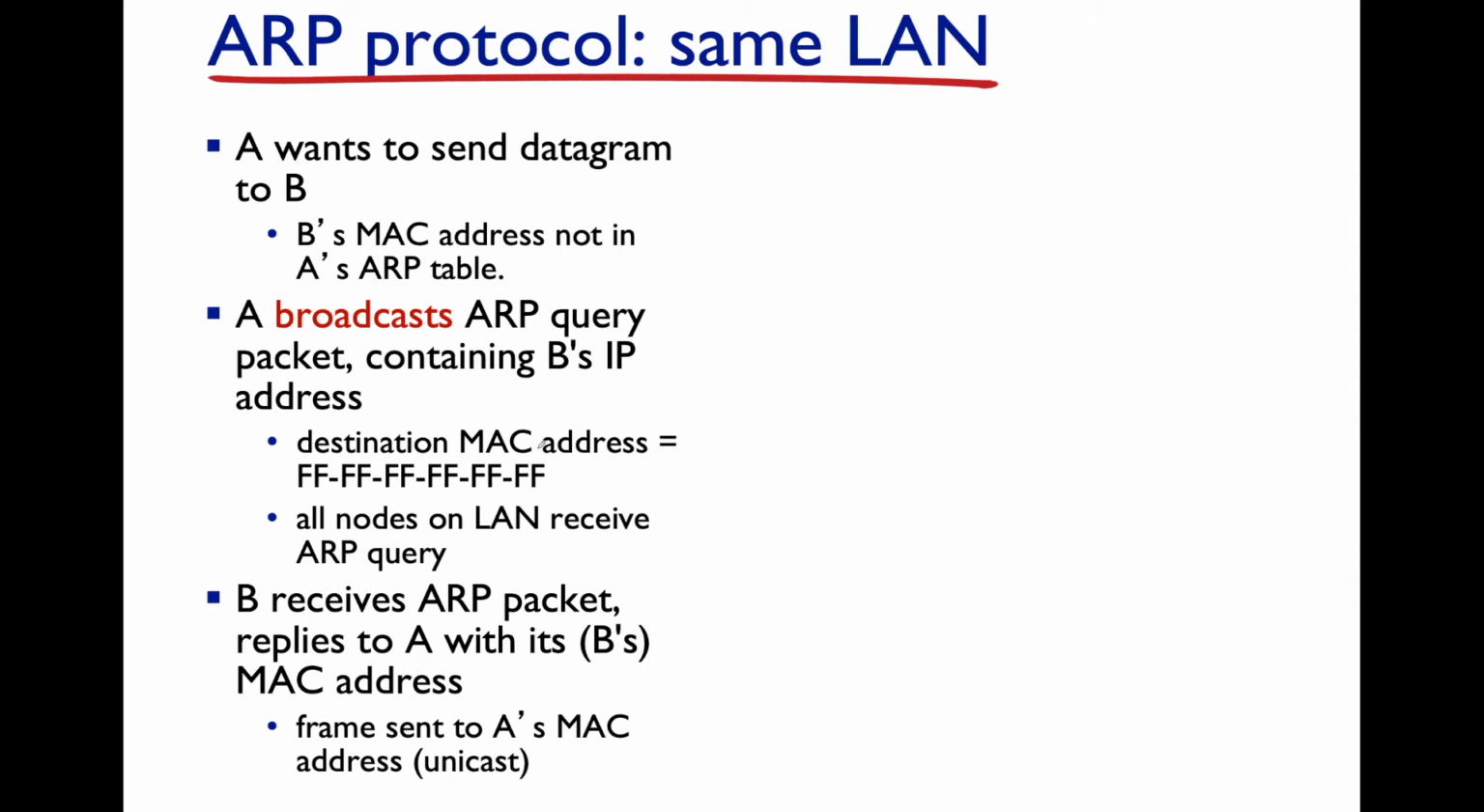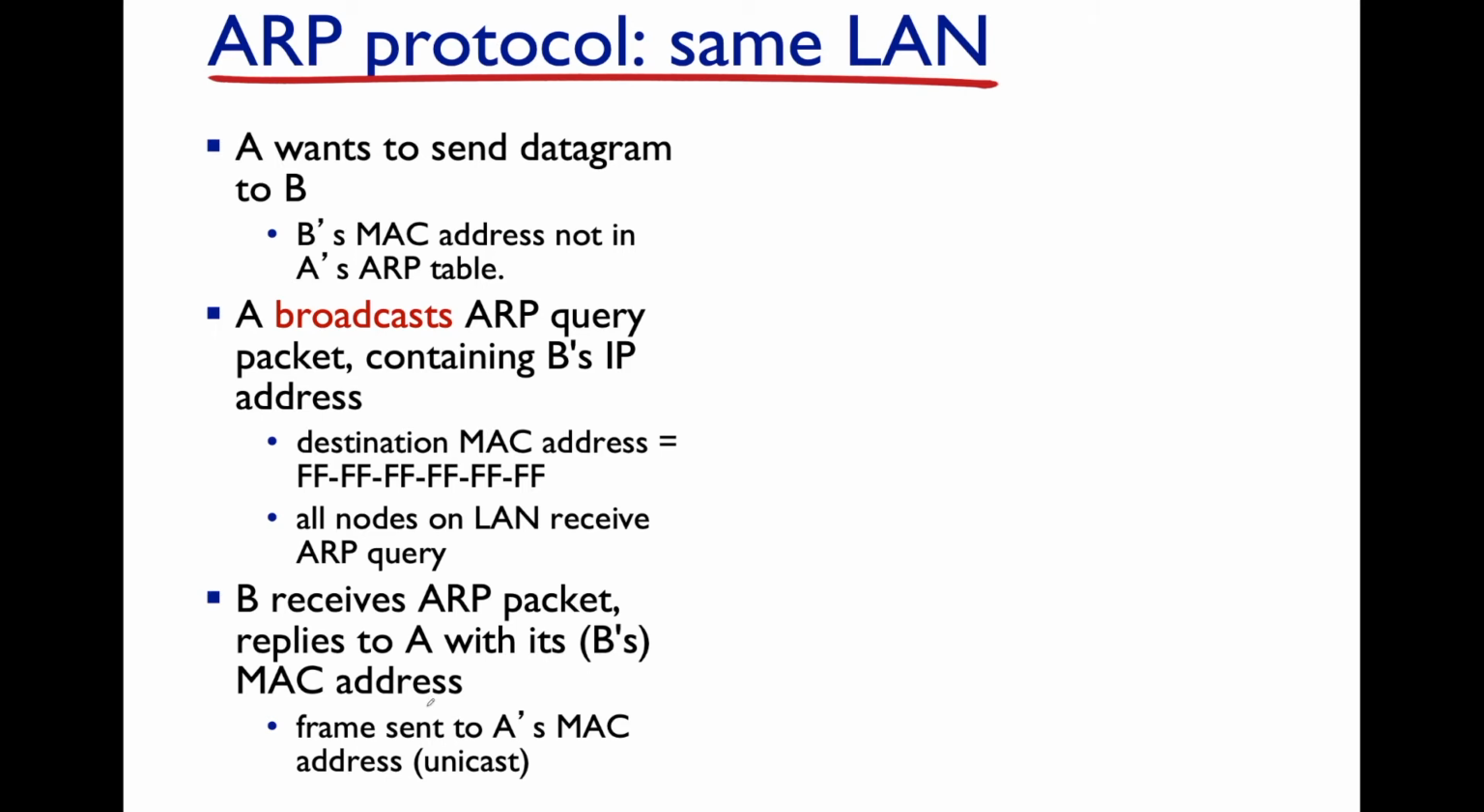And so whenever it broadcasts that, now everyone sees that host A is trying to find out what's the MAC address corresponding to a particular IP address, specifically in this example, the IP address for host B. So now B gets this ARP packet, and it says, oh, wait a minute, that's my IP address. So then it responds to A with its MAC address. Host B sends a frame to A's MAC address using point-to-point communication via unicast. So the broadcast is just for the query, but the response is via specific unicast.